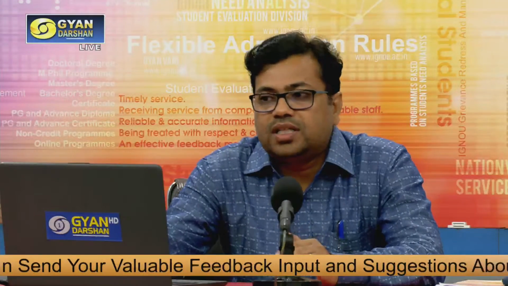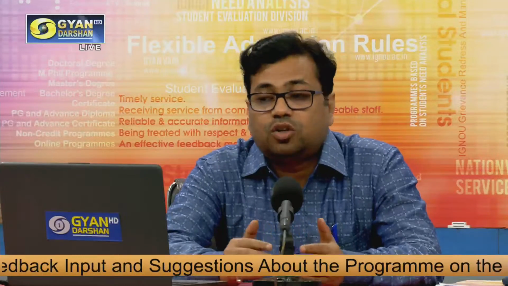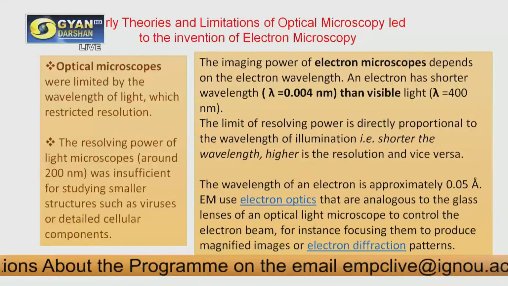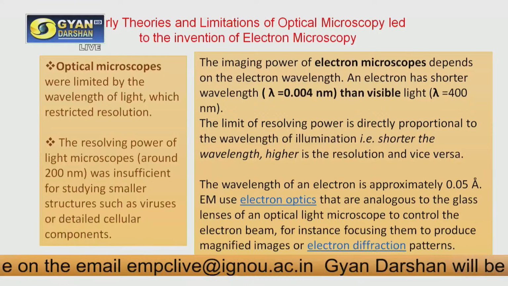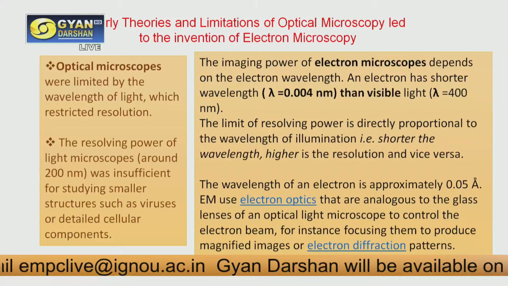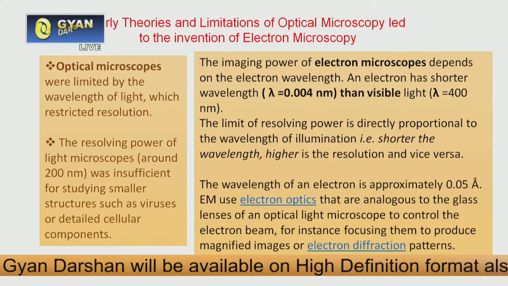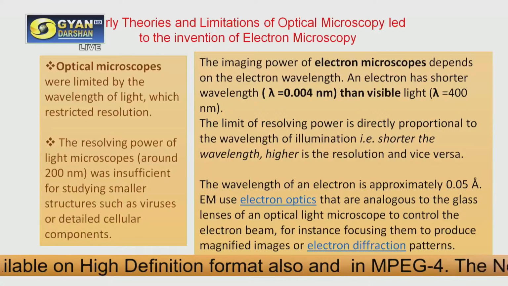So early theories and limitations of the optical microscope led to the development of the electron microscope. The optical microscope has limited resolving power with magnification. The light microscope can magnify smaller objects up to 2000x, and the resolution is 200 nanometers.